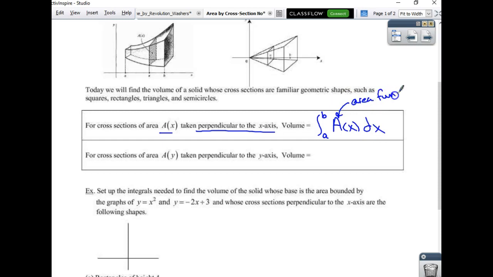So this might be length times width. This might be the side length squared. This might be a radius divided by 2. This might be pi times a radius squared divided by 2 as a semicircle. Or 1/2 the base times the height if they're triangles. If I want to do this same thing with respect to perpendicular to the y-axis, I simply integrate along the dy.